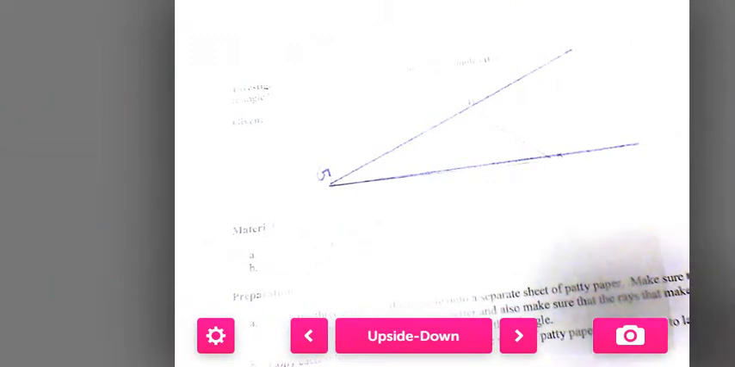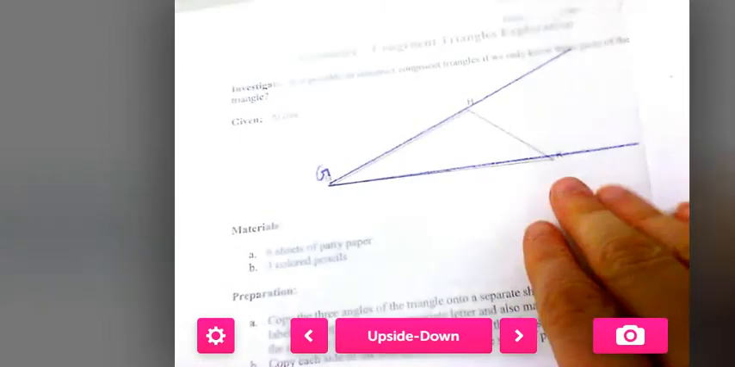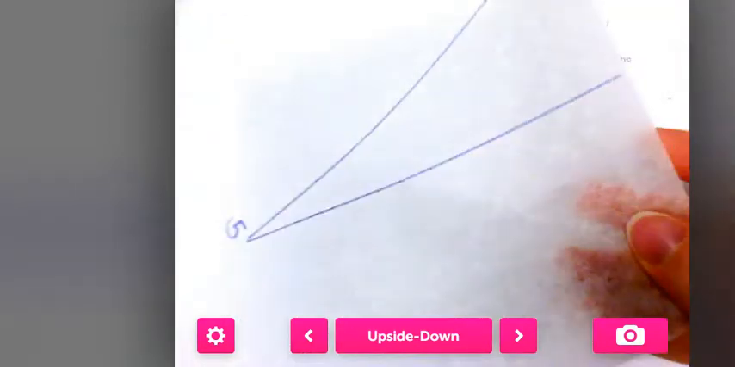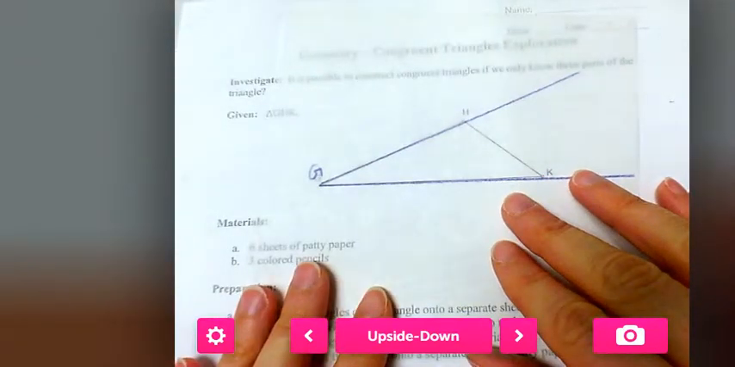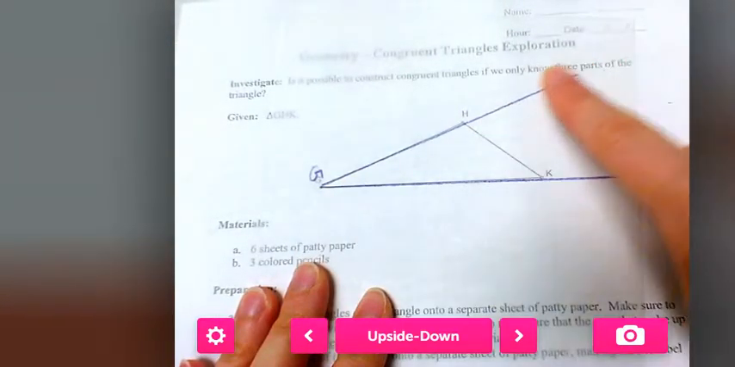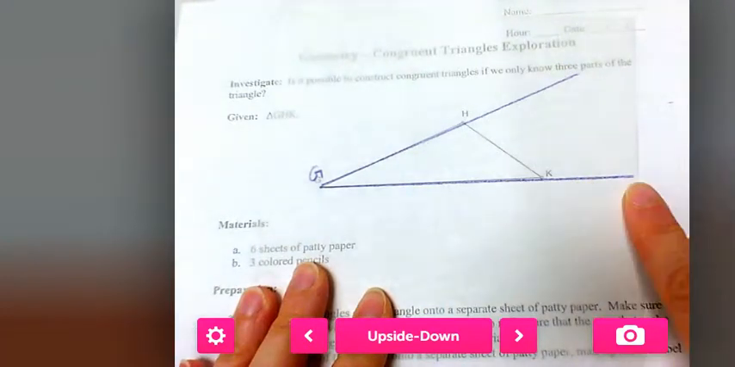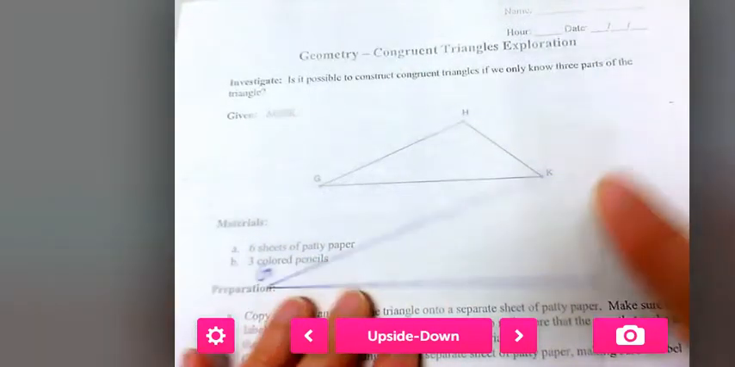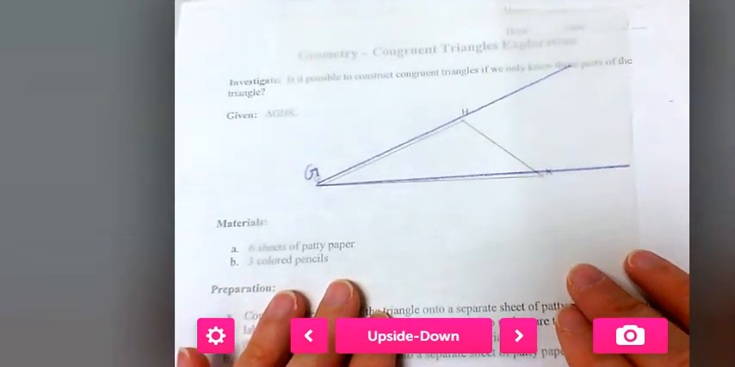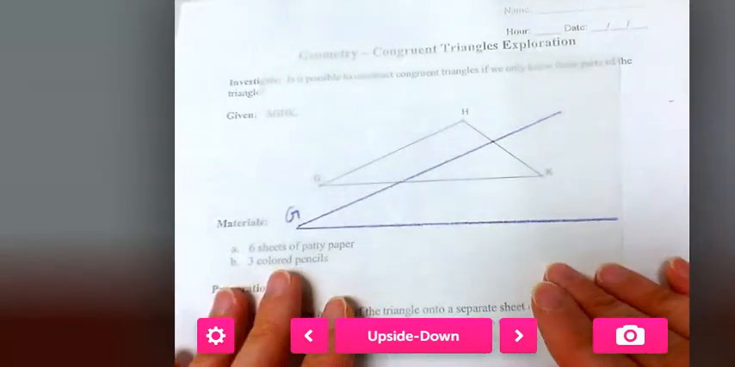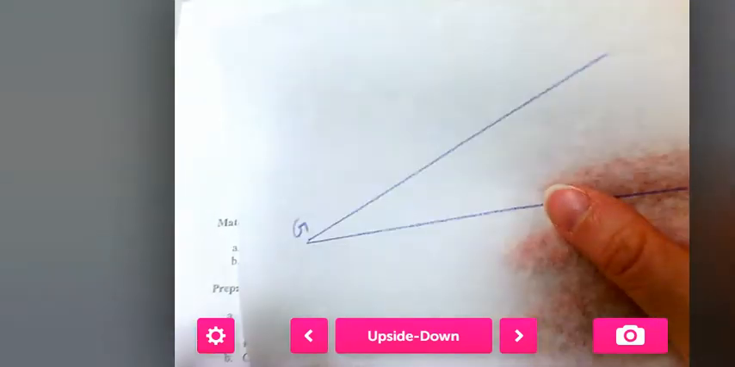Now, when I do my other angles, I need to have 1 angle per paper. So I lined it up, and I just made sure it went past, like took up almost the whole paper. So I'm just tracing G, and then I'm going to trace H, and then I'm going to trace K, and I'm just going to make sure it's longer, as long as the paper can be. So I need to have 3 different ones of these for angles.